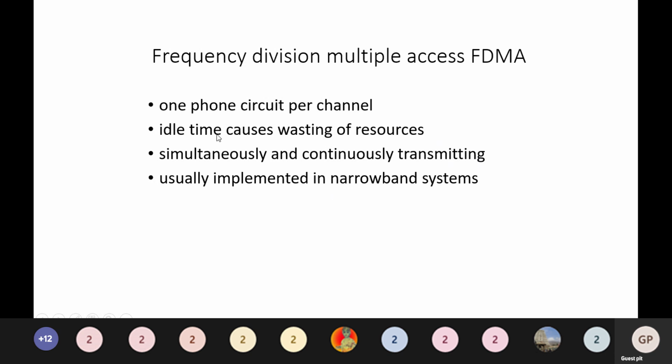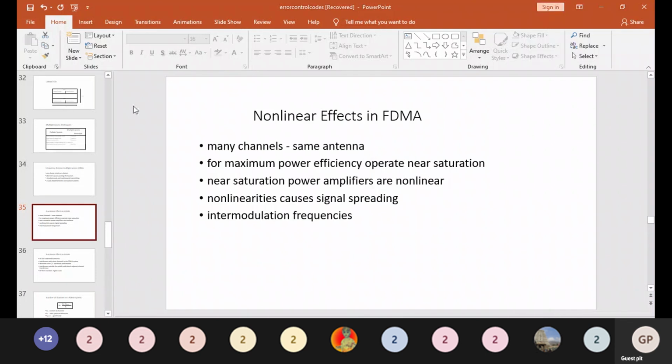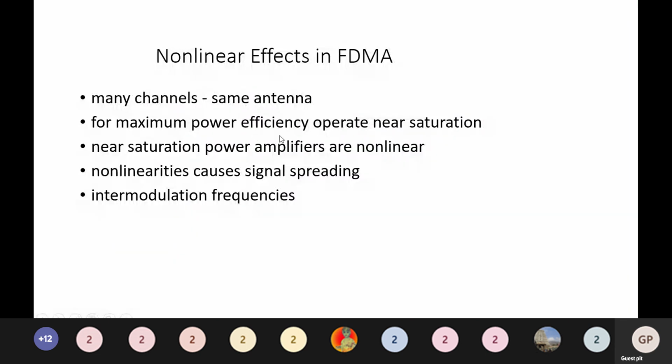Now the nonlinear effects in FDMA. Many channels use the same antenna for maximum power efficiency. It operates near saturation, and near saturation power amplifiers are nonlinear. Nonlinearities cause signal spreading.